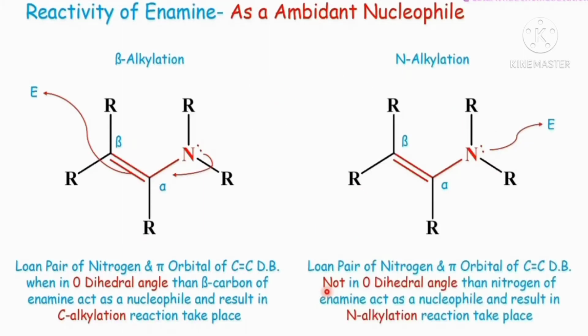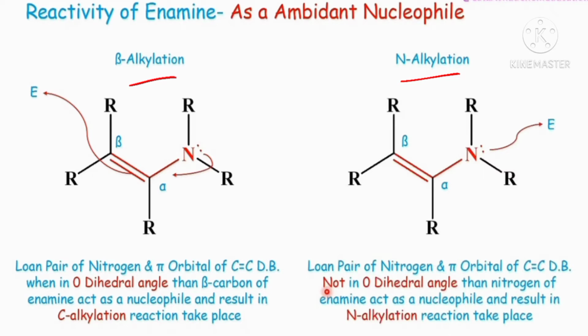Next is the reactivity of enamine. Enamine acts as an ambident nucleophile. Ambident nucleophile means an anionic nucleophile whose negative charge is delocalized by resonance over two unlike atoms or two like atoms but not equivalent atoms. The most common ambident nucleophile are enolate ions. Here two types of ambident nucleophile. First one is beta alkylation and second one is N alkylation.